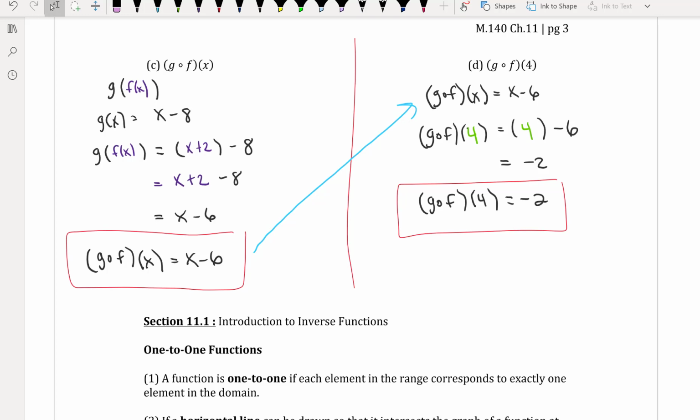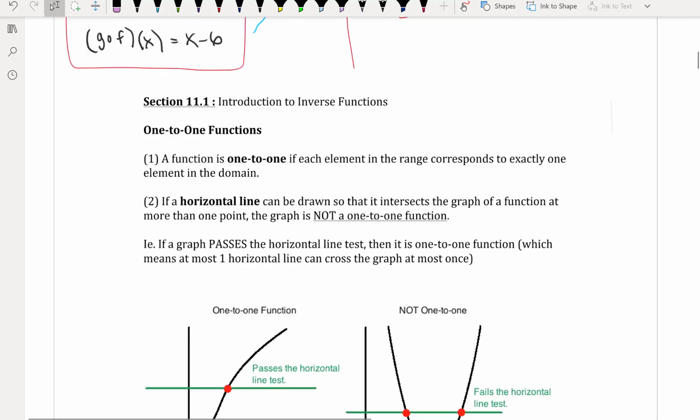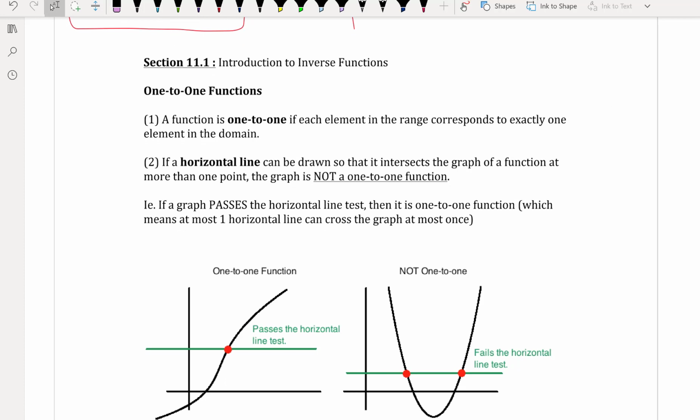Okay, so section 1.1, part B. So now I'm going to have the introduction to inverse functions. So we have one-to-one functions. A function is one-to-one if each element in the range corresponds to exactly one element in the domain.